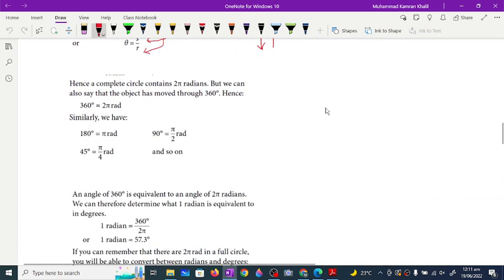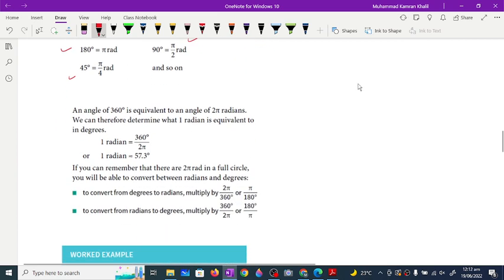Now the conversion is very important. In one complete rotation there are 360 degrees, and that is equal to 2 pi radian. So 180 degrees is equal to pi radian, 90 degrees is pi by 2 radian, 45 degrees is pi by 4 radian, and so on. Now 1 radian is equal to 360 over 2 pi, or 1 radian is equal to 57.3 degrees. So for a full circle, there is 2 pi radian.